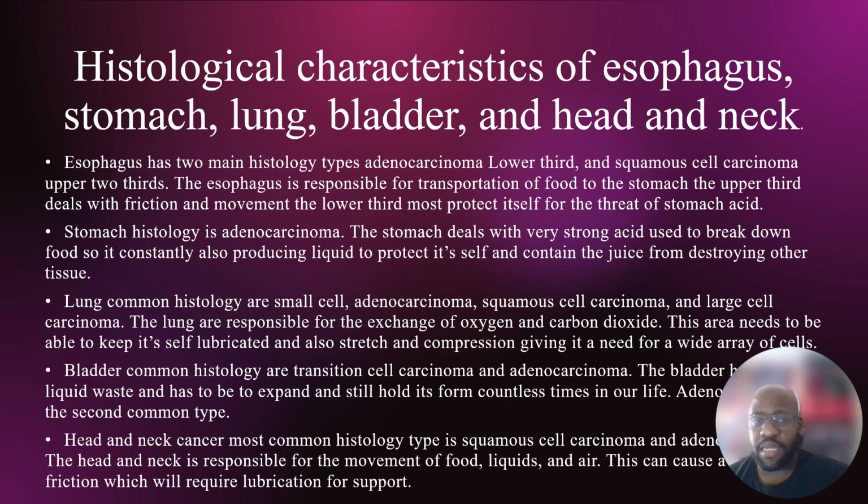Also, we sometimes see malignancies of the pleural cavity around the lung, and this is usually due to asbestos. The bladder, the main histological cell type is going to be transitional cells, and this is because the bladder has to expand to accommodate very large quantities and shrink back. And head and neck, the main type of histology that we notice is squamous cell carcinoma, because the head and neck is mainly responsible for the transportation of air, liquids, and foods. But we do sometimes see adenocarcinomas in these areas.